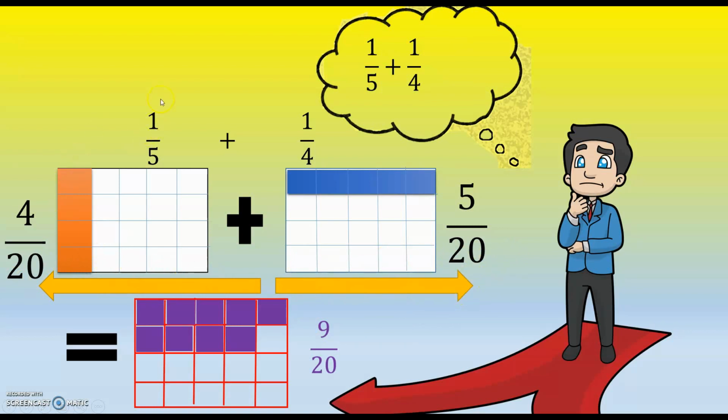Now, if you go back, 1/5 is equivalent to 4 over 20. And a quarter is equivalent to 5 over 20. And notice that when fractions have the same denominator, we simply add the numerators, which is 4 plus 5, which would give me 9 out of 20.